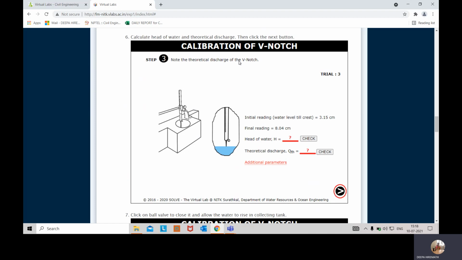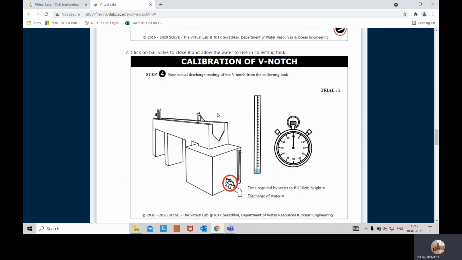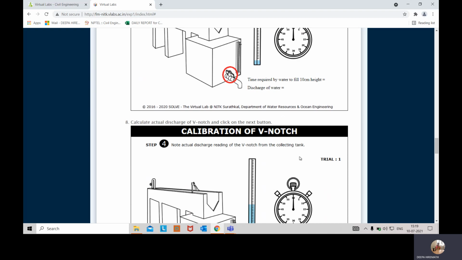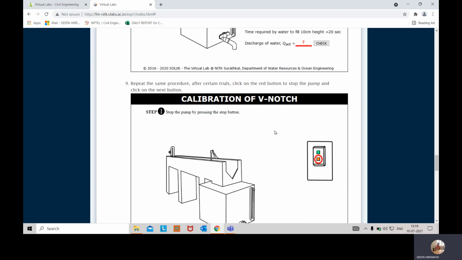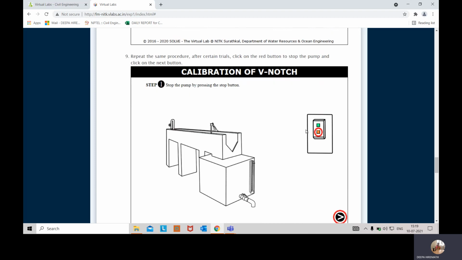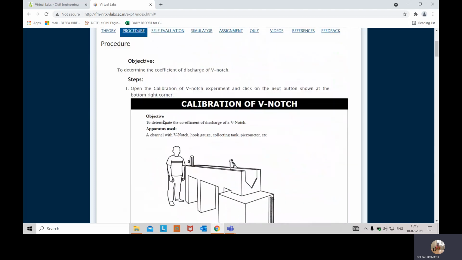In order to know the actual discharge of the V notch, we need to close the valve and allow the water to flow into the collecting tank for a known height of 10 centimeters, and we note down the time taken to fill the water to 10 centimeter height. Then we calculate the Q actual. This procedure is continued for about 2 to 3 trials, and then at last, by pressing the yellow button, the pump is made to stop, and hence we end the experiment.